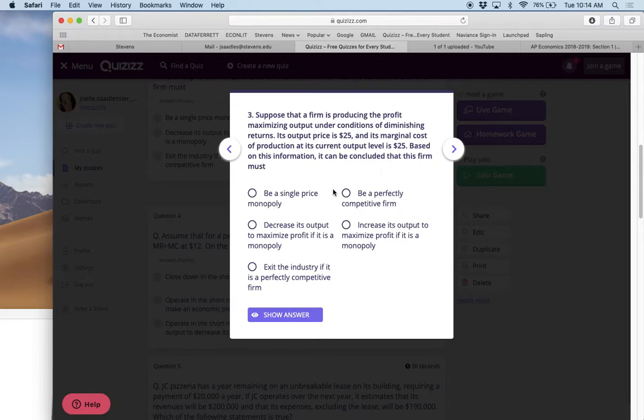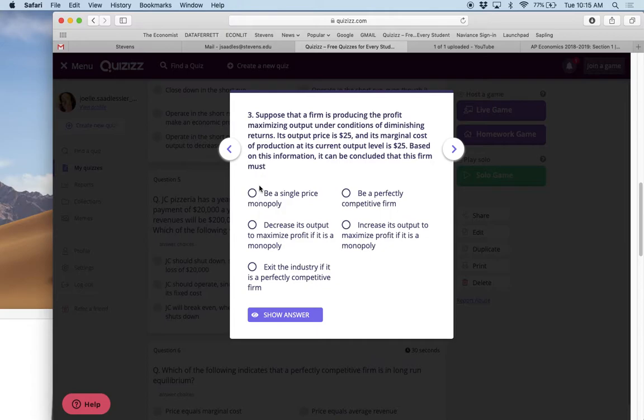Suppose that a firm is producing the profit maximizing output under conditions of diminishing returns. Okay? Its output price is $25 and its marginal cost of production is $25. So price is equal to marginal cost. Very nice. That's telling me it's profit maximizing. Based on this information, it can be concluded that this firm must be a perfectly competitive firm. There we go, right? So when price is equal to marginal cost, that's the profit maximizing condition for perfect competition. This must be a perfectly competitive firm. Let's look at whether the other ones are correct.